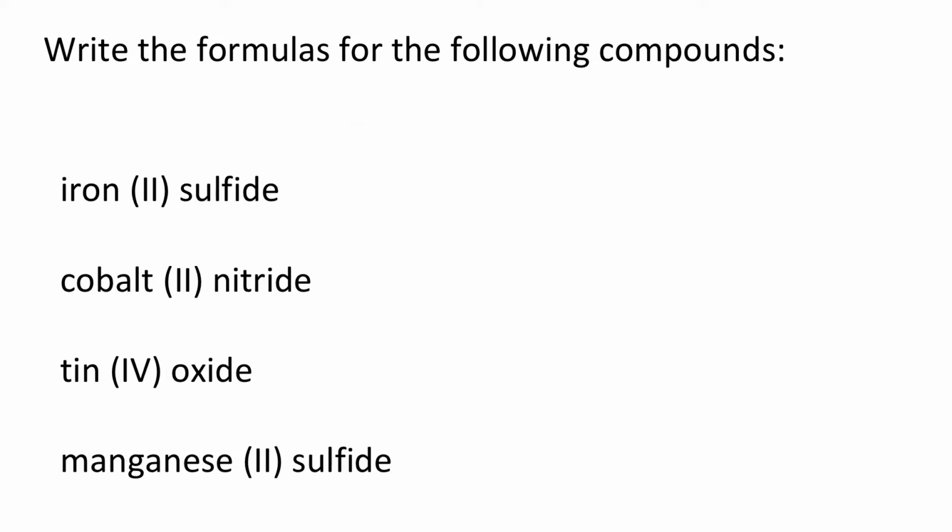So I've given you a few examples here. What I want you to do is write the formulas for the following compounds, and I've given you 4 to try. Number 1 is iron 2 sulfide. Number 2 is cobalt 2 nitride. Number 3 is tin 4 oxide, and number 4 is manganese 2 sulfide. So what I'll do is I will give you a few seconds to pause this video, or just watch right through. I'll give you 10 seconds, and then I'll come back and give you the answers.